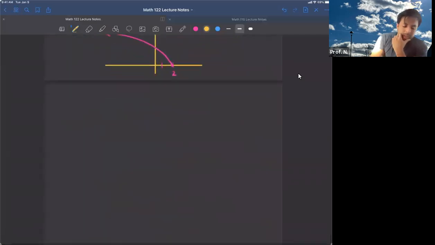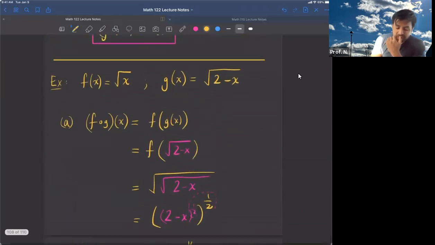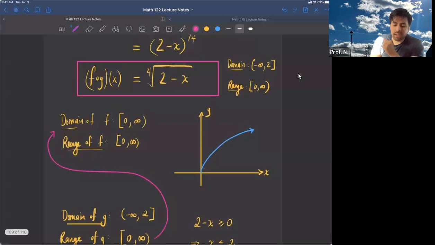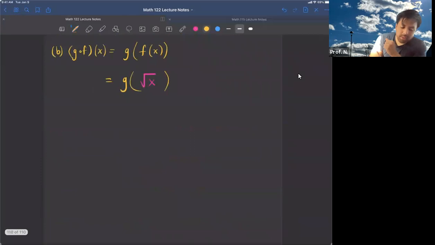Now, what if I do the opposite way, g of f of x? What is this? So g, I'm going to plug in what to g? Well, f is the square root of x. I'm plugging in the function square root of x into my function g, which is the square root of 2 minus x. So then my function is going to be the square root of 2 minus the square root of x.